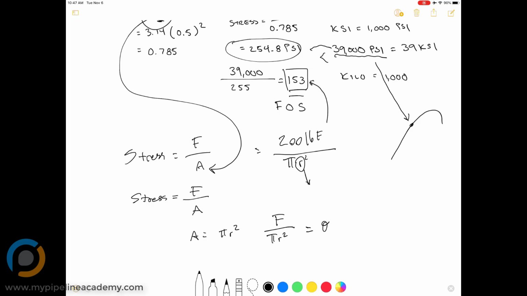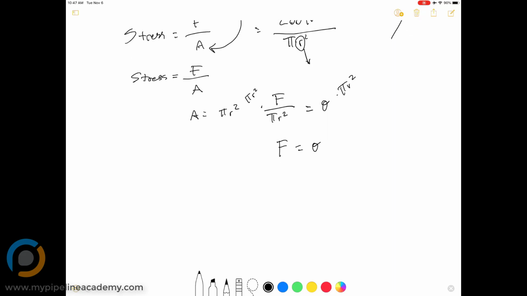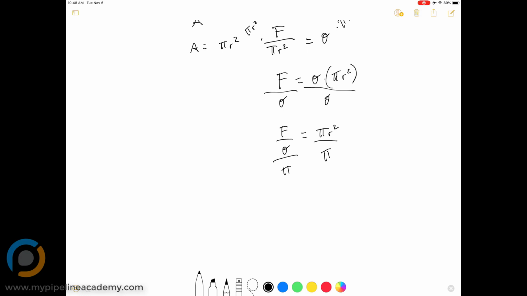This is just some algebra. So I will multiply both sides by pi r squared. So F equals sigma times pi r squared. And now we want to get rid of, let's see, so these two we multiply, we divide it by sigma. Sigma equals pi r squared. Yep. And we would divide this by pi. Yep. So F over sigma over pi equals r squared, and then we'll square root it.